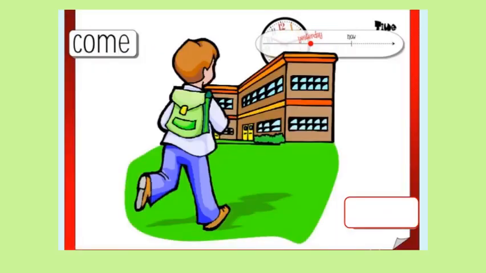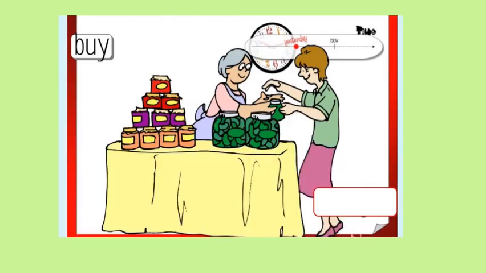The first word is come. Come is an irregular verb as we are going to change it into the second form, so it will become came. The boy came to school yesterday. The second word is buy. Buy is also an irregular verb as we change it into the past form, so it becomes bought and it changes its form completely. We can use buy in a sentence: The girl is buying some sweets, or you can use it in the past form: She bought some bananas from the market.